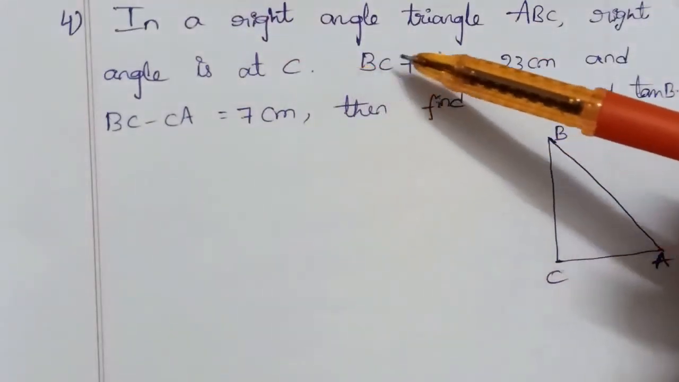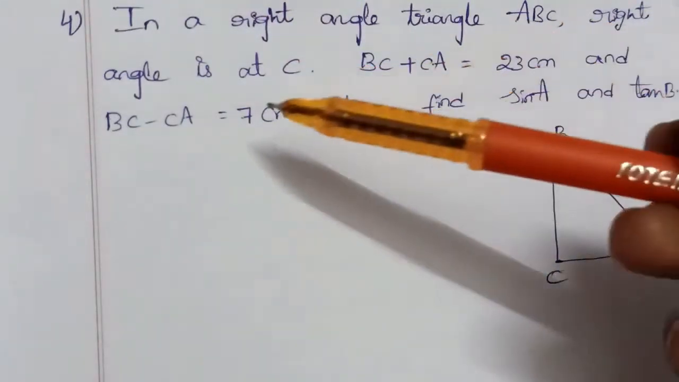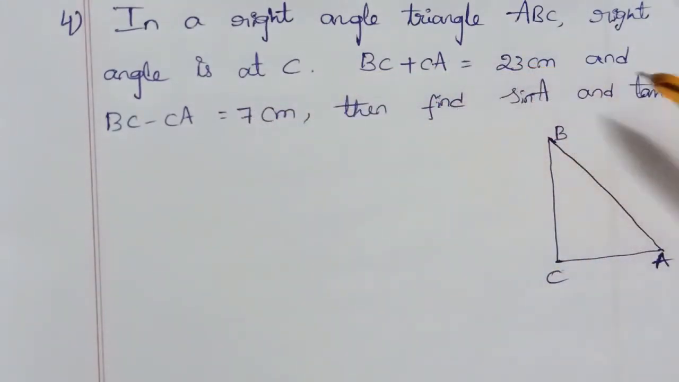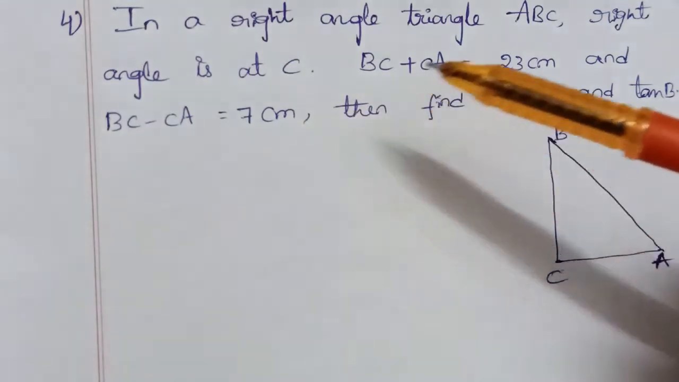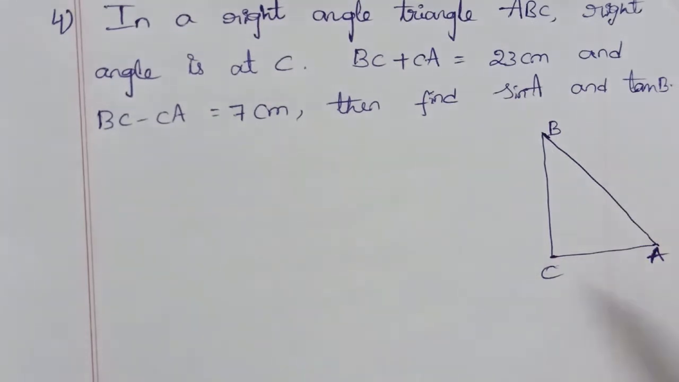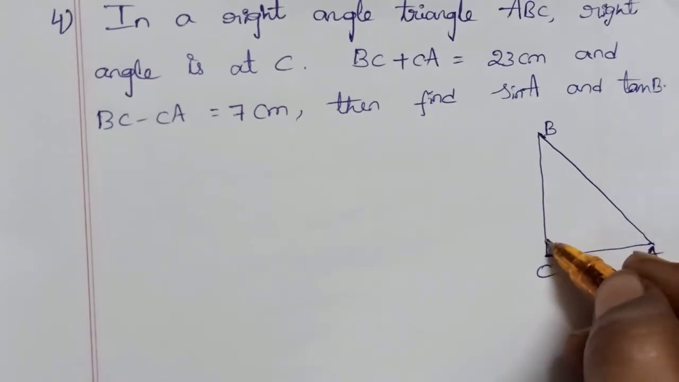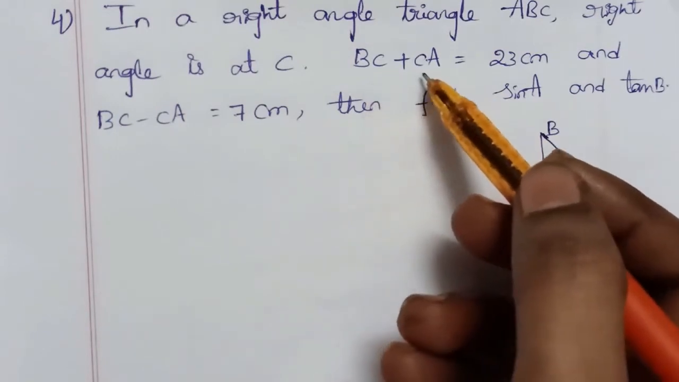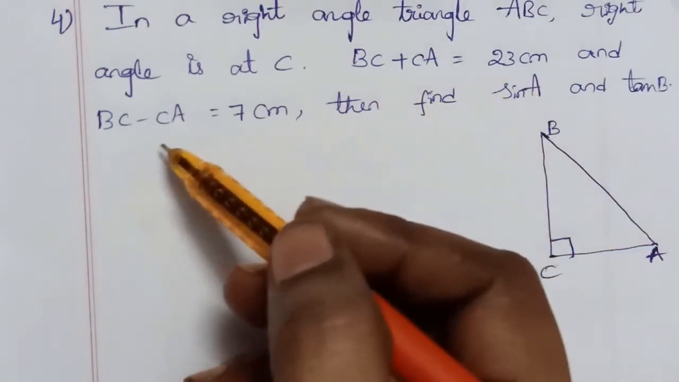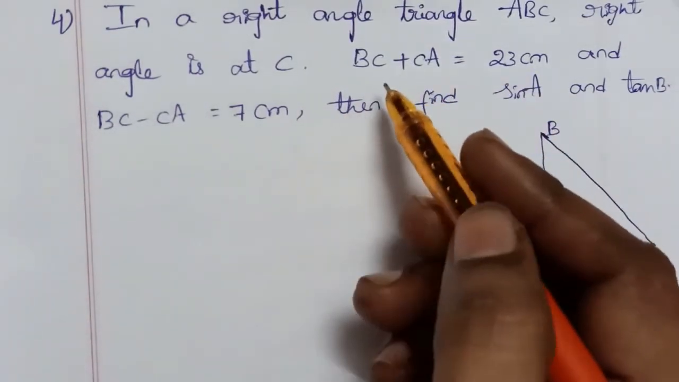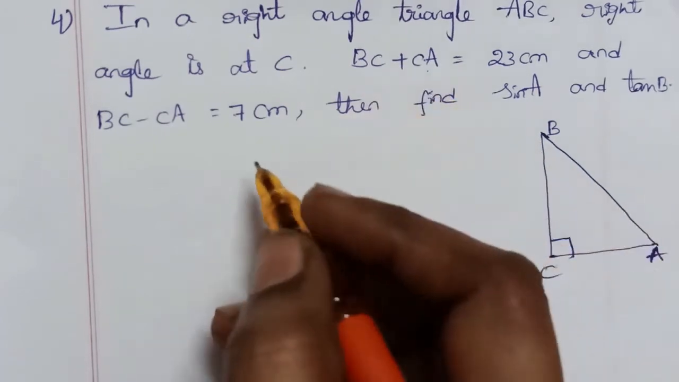Next problem. In a right angle triangle ABC, here right angle is at C and BC plus CA is equal to 23 centimeters and BC minus CA is equal to 7 centimeters. Then find sin A and tan B. Here ABC is the triangle and C is the right angle. We have two equations. First we solve these two equations and we get the values of BC and CA.